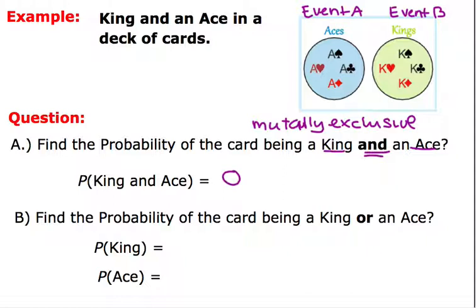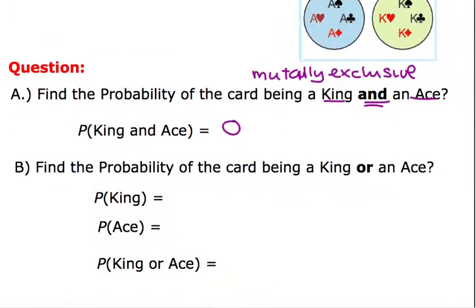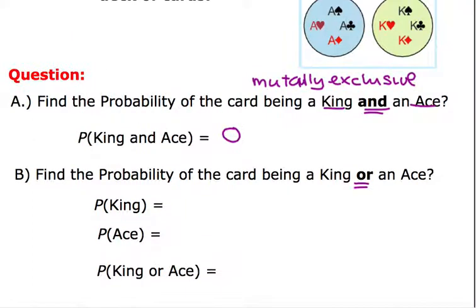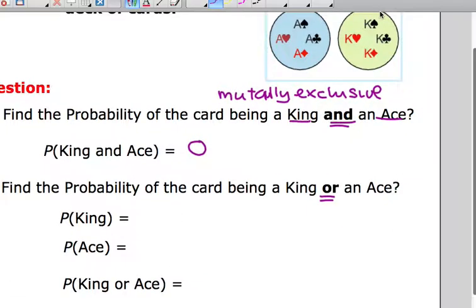Now, let's change the word from an "and" to an "or." So find the probability of the card being a king or an ace. So let's talk about first the king. So the king has 4 in the Venn diagram out of a total of 52. So you have a 4 out of 52 chance of getting a king. We reduce that down, you have a 1 out of 13 chance.